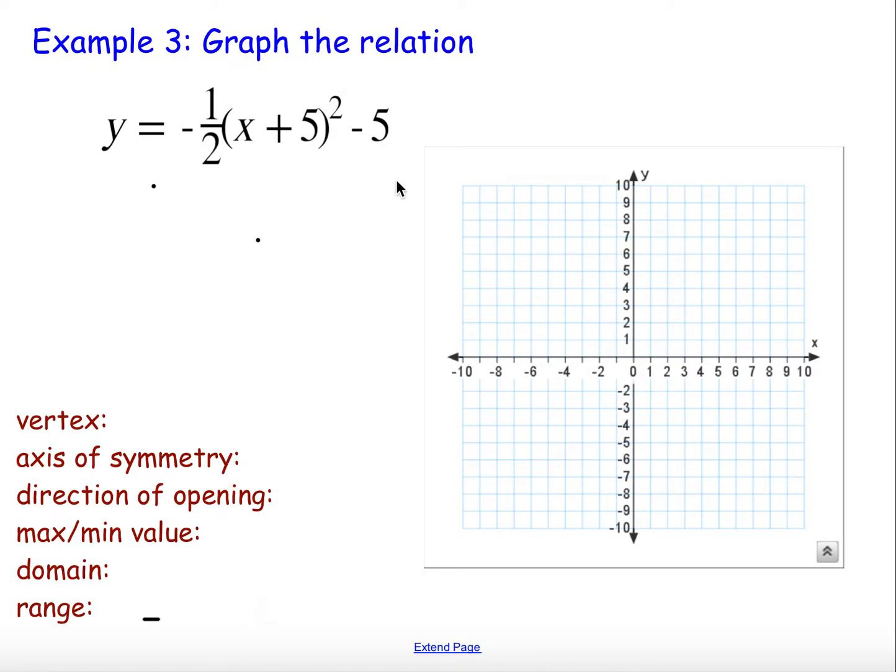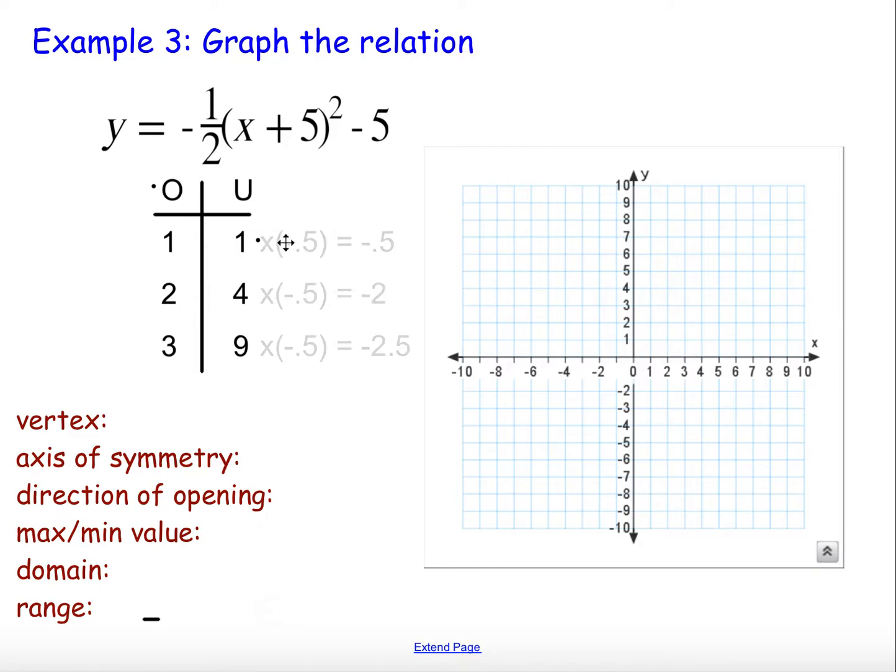Finally, if I look at something like this, a lot going on here, but it's actually really easy to graph. Okay, this tells me to go -5 and then down 5. This tells me my over and up chart. So I put my standard over and up chart down, and then I multiply everything by 0.5. Now we'll graph this one just stating everything. So we've got our vertex, -5, -5.